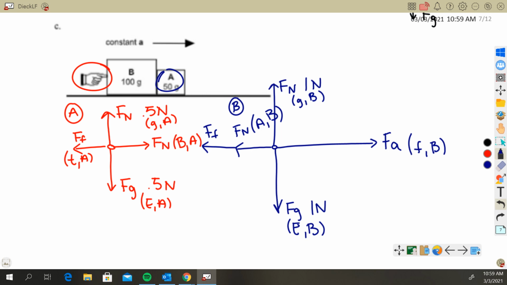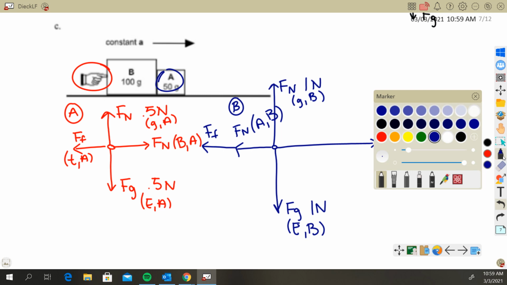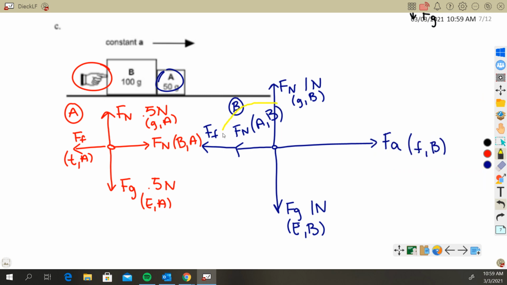Looking at my third law pairs, what is my third law pair in this instance? Force normal, very good. Force normal. So right here and right here.